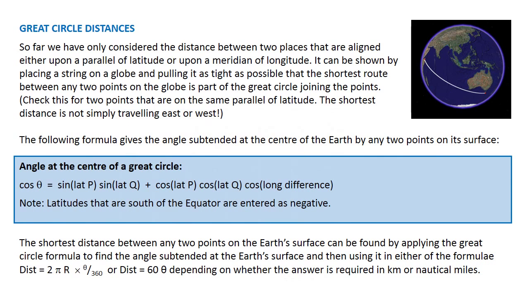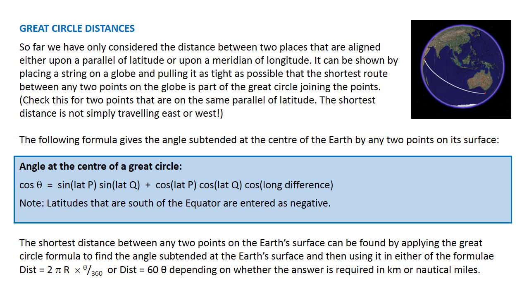This video considers great circle distances, that is, the shortest distance between any two places on the surface of the Earth. Now, so far, we have only considered the distance between two places that are aligned either on a parallel of latitude or on a meridian of longitude.